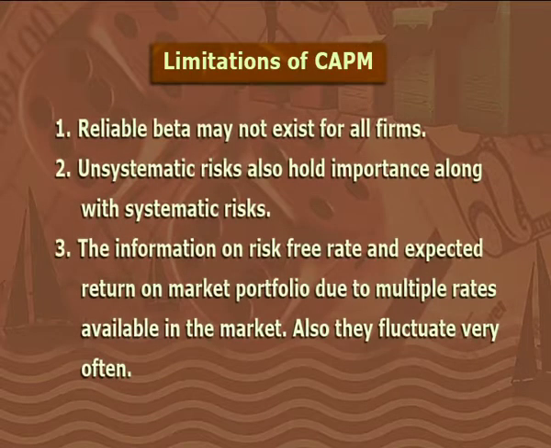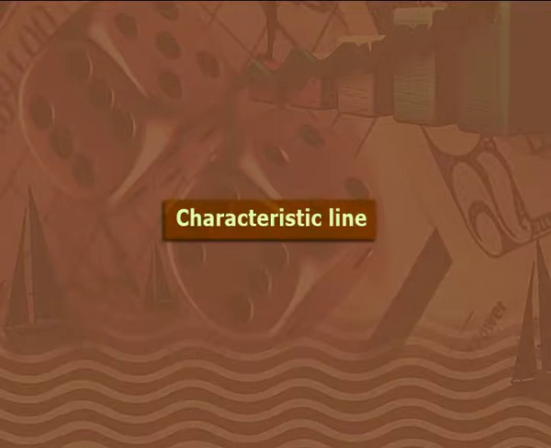Number 1. Reliable beta may not exist for all firms. Number 2. Unsystematic risks also hold importance along with systematic risks. Number 3. The fluctuation in information on risk-free rate and expected return on market portfolio, due to multiple rates available in the market. Friends, let's understand the characteristic line now.